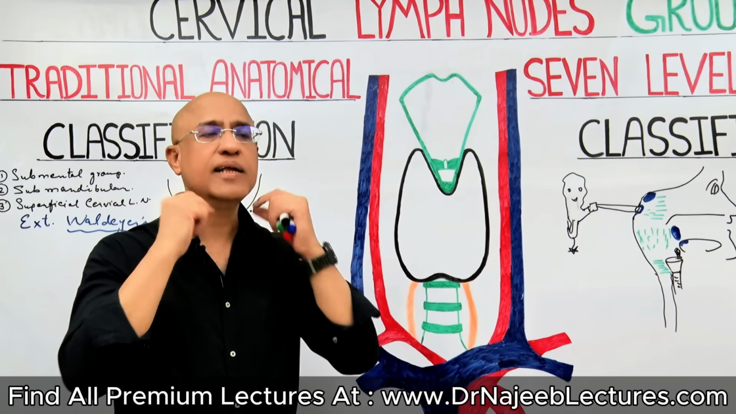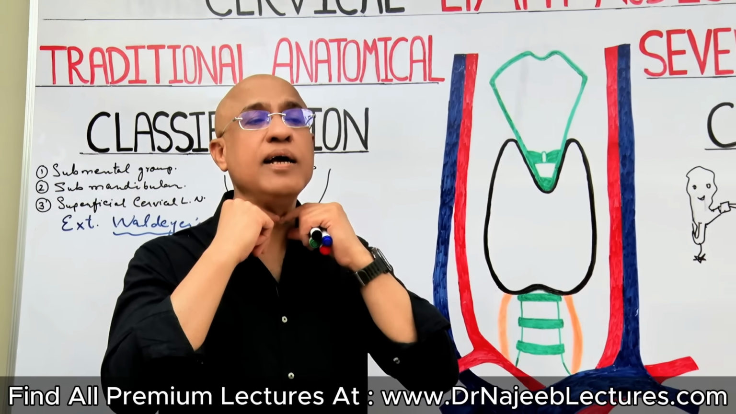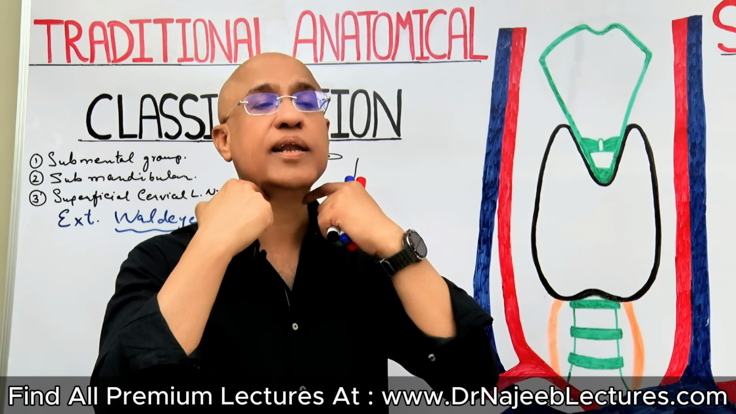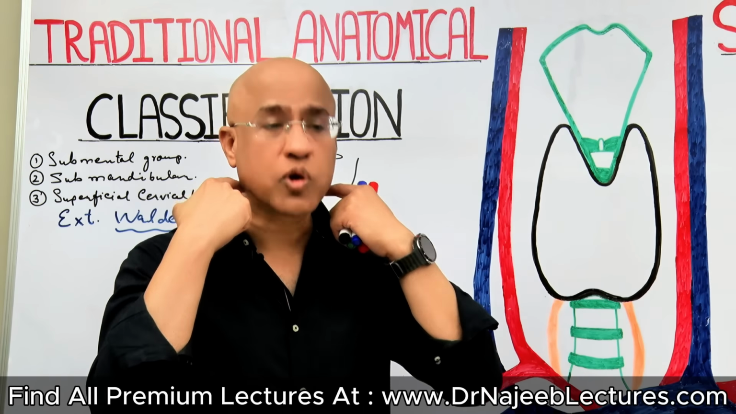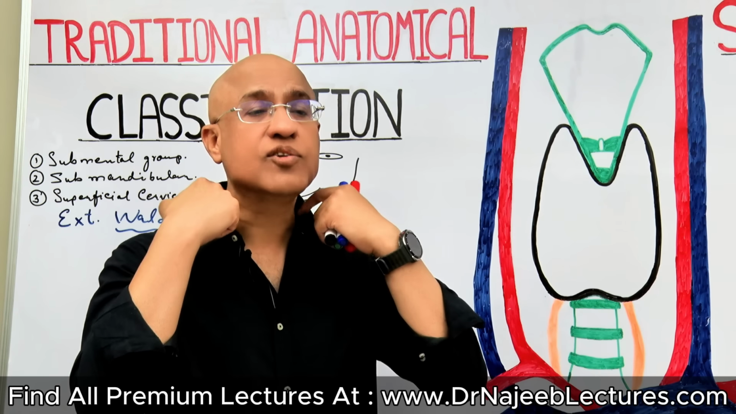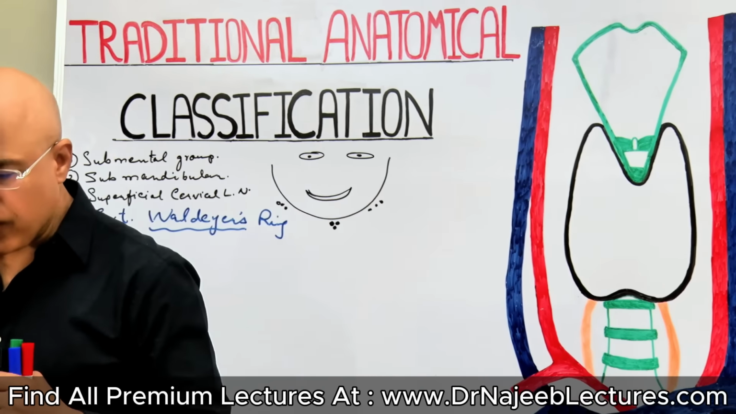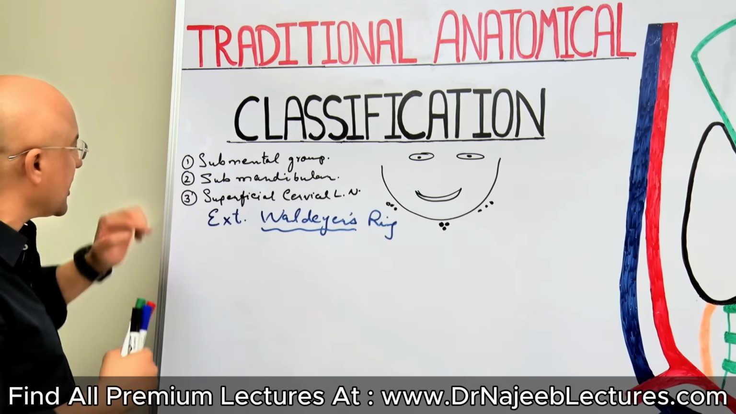Submandibular group, then there was superficial cervical, which were along the anterior jugular vein and external jugular veins, right? And which was superficial cervical lymph node, also called pericervical lymph node, also called external Waldeyer's ring. So 3 groups we have discussed, right?